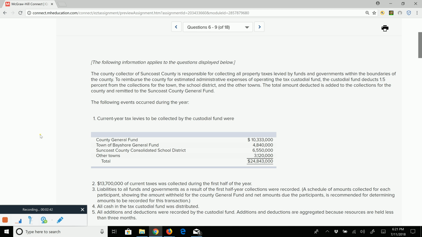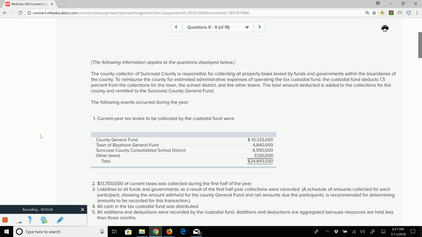Custodial funds do not have an operating statement. They don't earn revenue. They don't incur expenses. On the balance sheet, there is no equity. The only thing you are going to see with custodial funds is cash, current receivable, or current payable at any given time. All right, so here is the situation in this particular example.